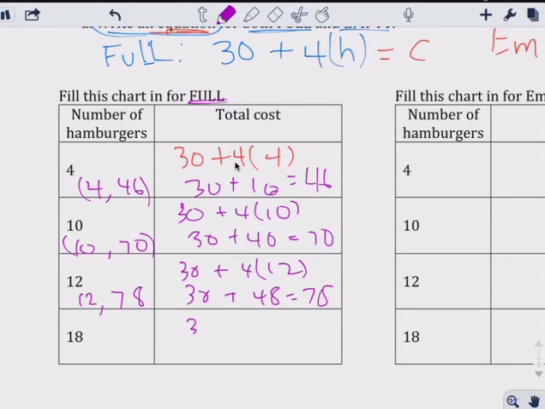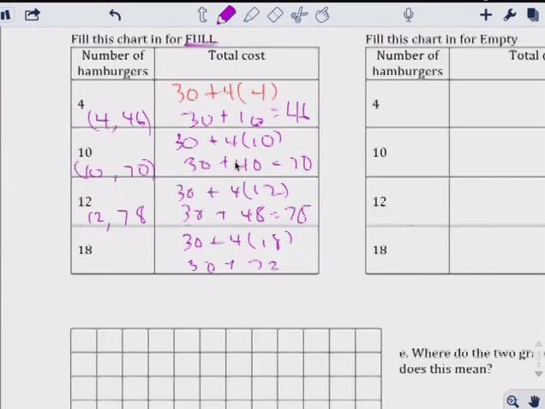Look how much faster we are than calculators. And then you do this.